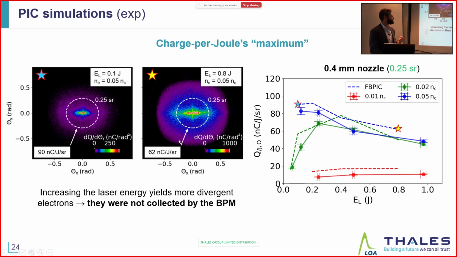And here, what you see is that if we measure the charge inside the collecting angle of 0.25 steradians, which is again coherent with what we did experimentally, we see a decrease of the charge per joule per steradian, increasing the laser energy. So it seems to be consistent again with the experimental findings. I think it's clear that if we had a bigger collecting angle, we would have been able to collect more electrons, and we would not have observed such a huge difference. So this is why I got to the conclusion that probably this is due to the fact that increasing the laser energy yields more divergent electrons that are not ultimately collected by the BPM.